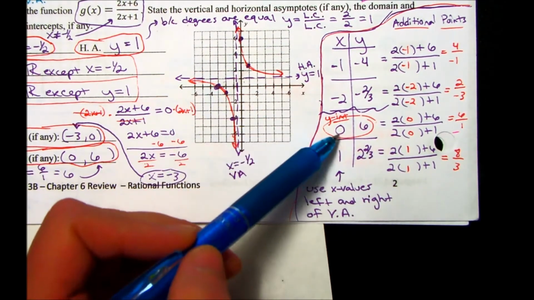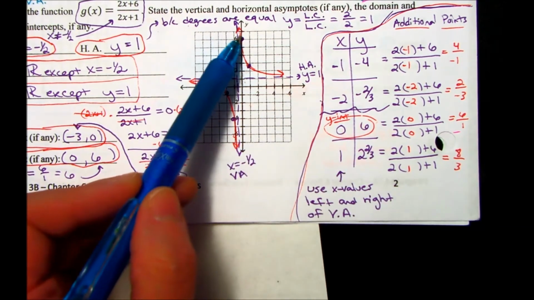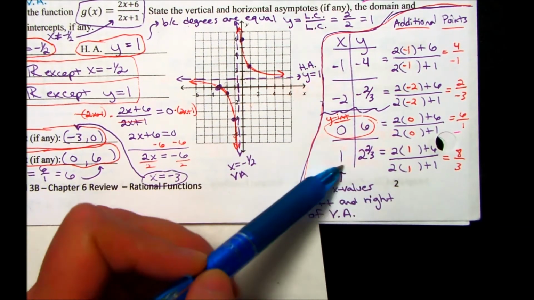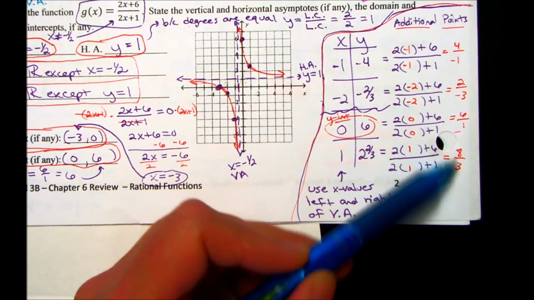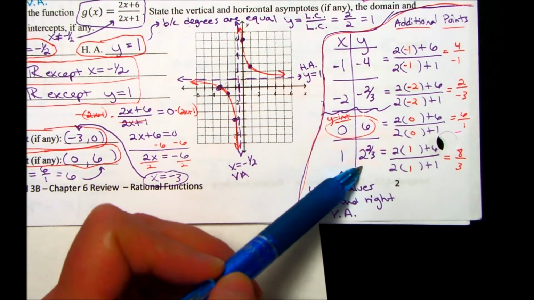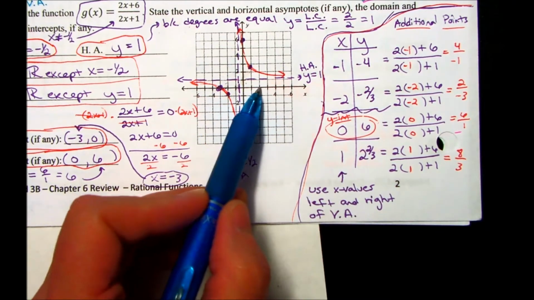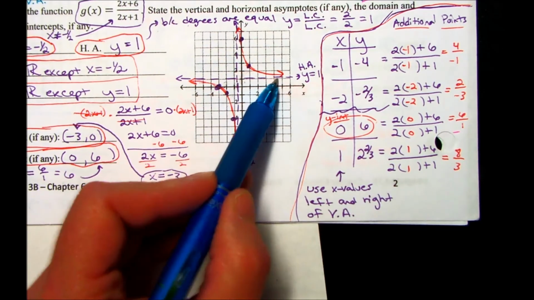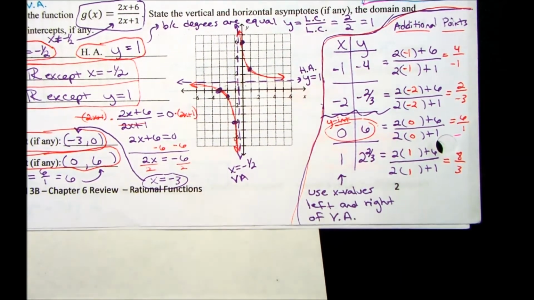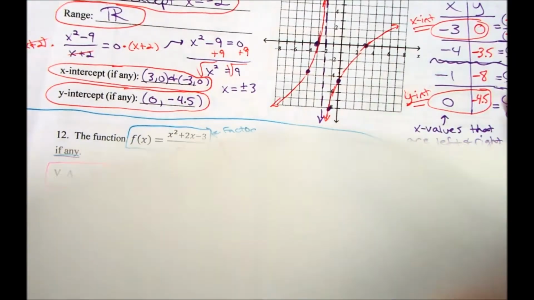And then 0 I already had, but then 1, if I substitute 1, I get 8/3, which if I divide would be 2 2/3 or 2.7. So go over 1 and up 2.7, or 2 2/3, and then draw that part of the graph. Okay, moving on to number 11. In number 11, we have a graph that's a little bit different here.